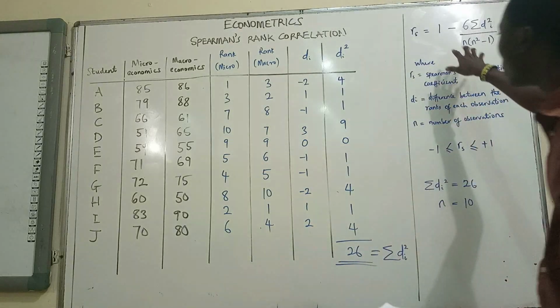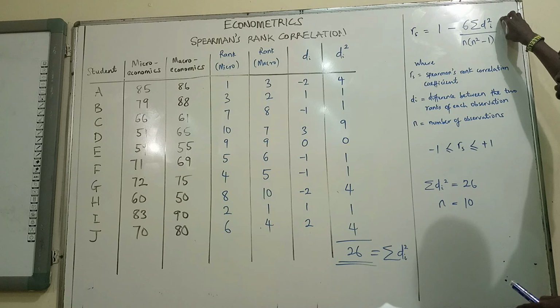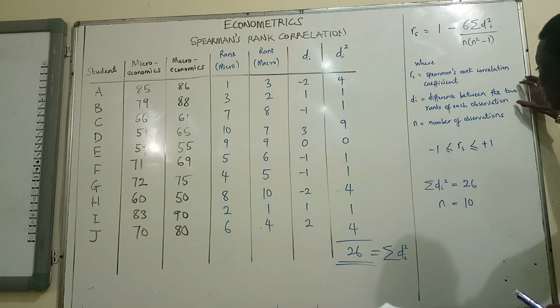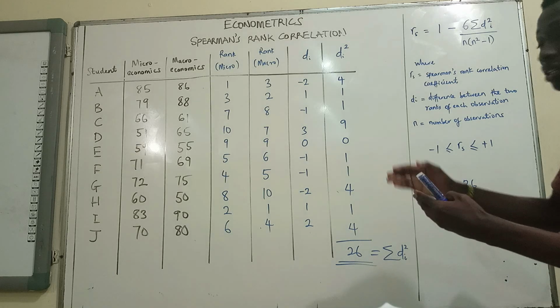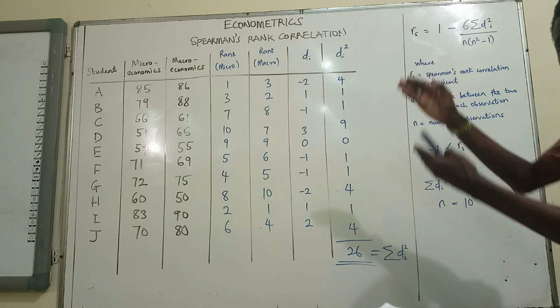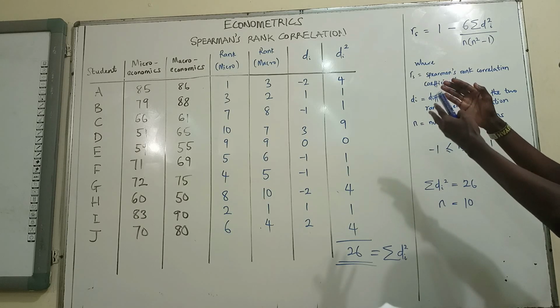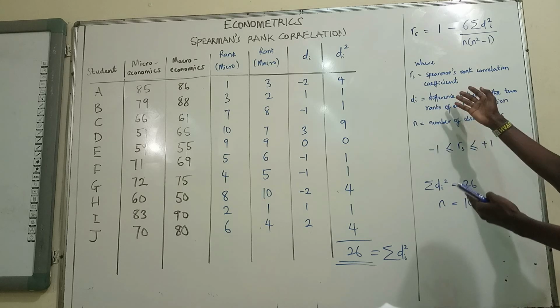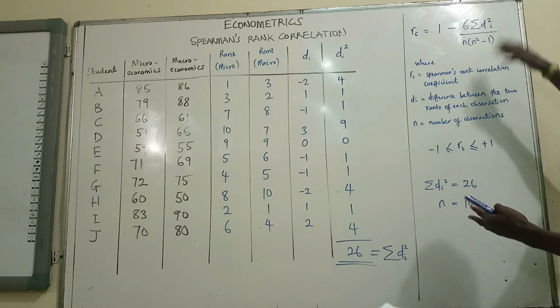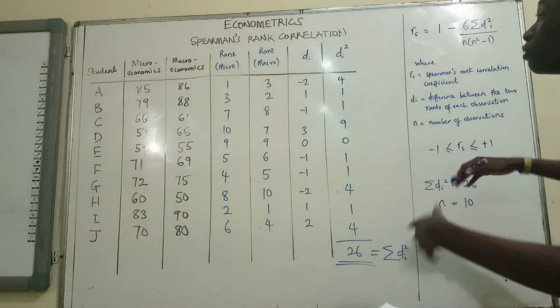Recall this is the formula: 1 minus 6 summation d squared. And I mentioned earlier that d is the difference between the two ranks. So we are going to rank the students based on their scores in microeconomics. We'll rank their scores in macroeconomics too. Then we'll take the difference. That will give us this d, and we're able to get this squared and then sum. And n is the number of observations, the number of students.